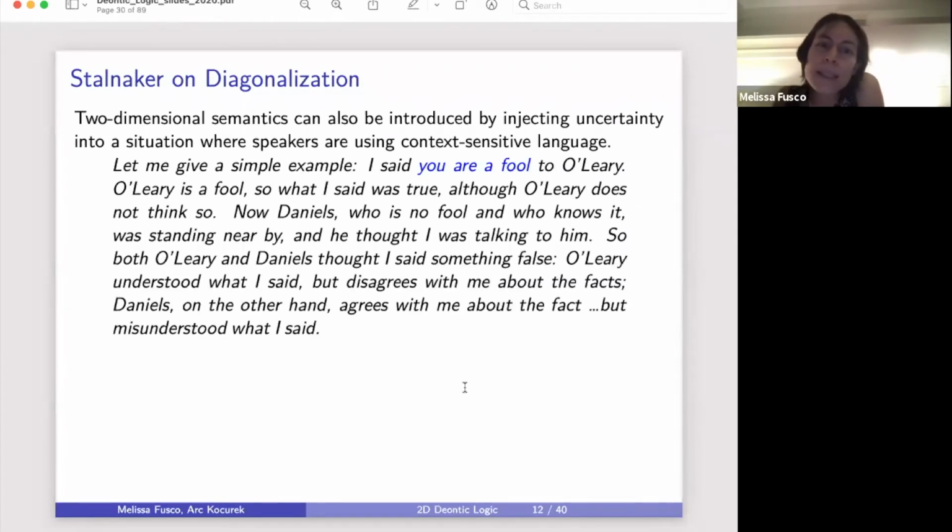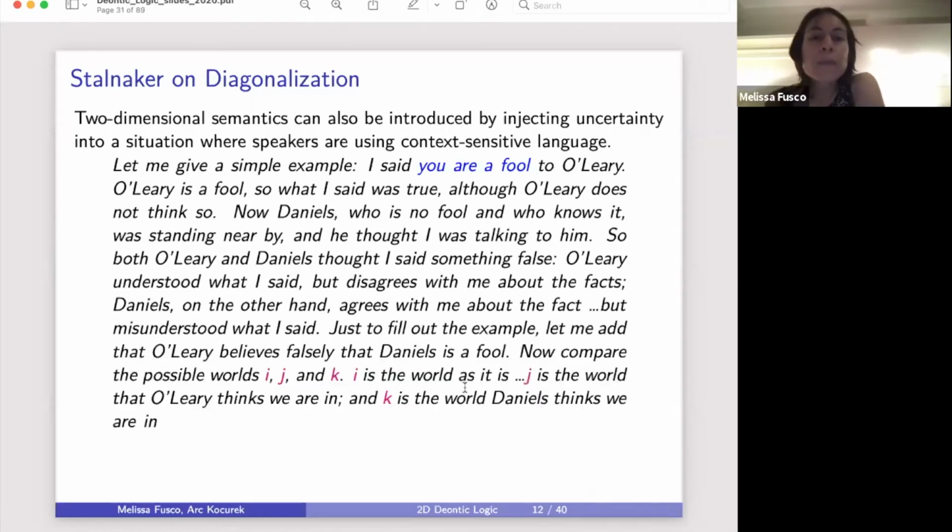So both O'Leary and Daniels thought I said something false. O'Leary understood what I said, but disagrees with me about the facts. Daniels, on the other hand, agrees with me about the facts, but misunderstood what I said. Just to fill out the example, let's add that O'Leary believes falsely that Daniels is a fool. Now compare 3 possible worlds, I, J, and K. I is the actual world, basically. J is the world that O'Leary thinks we're in, and K is the world that Daniels thinks we're in.